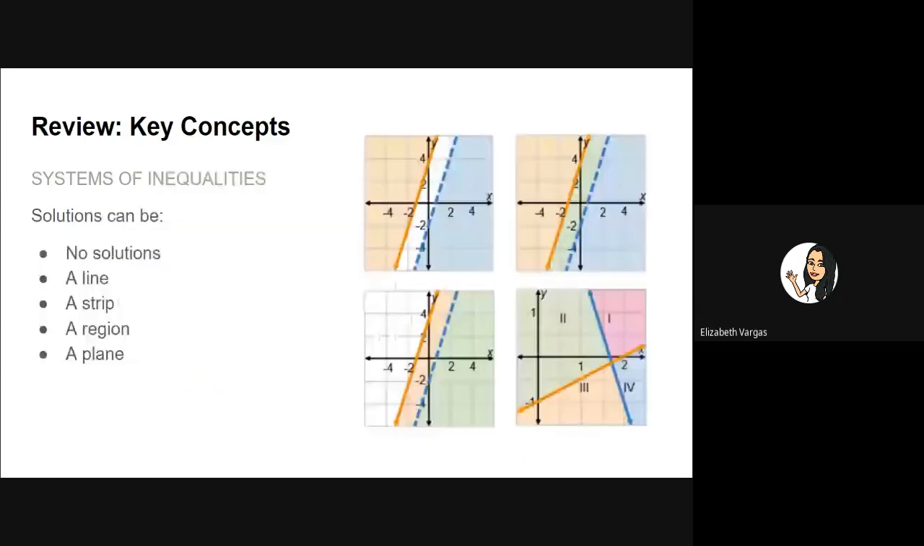So what about systems of inequalities? Well, we can also find solutions for systems of inequalities, but it really just depends on the relationship between those systems of inequalities. If we have two graphs that look like this, well, obviously they never intersect with each other, so we have no solutions, absolutely no solutions.